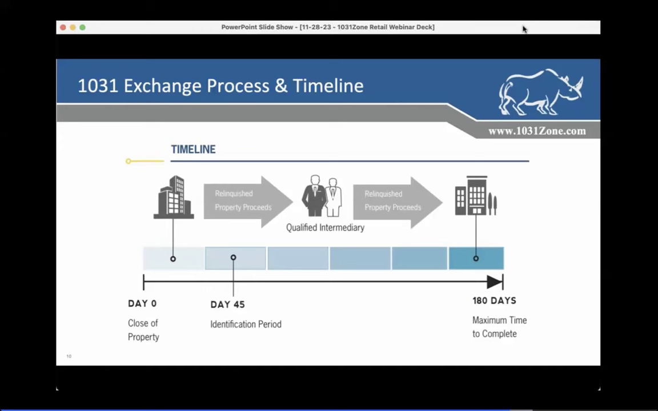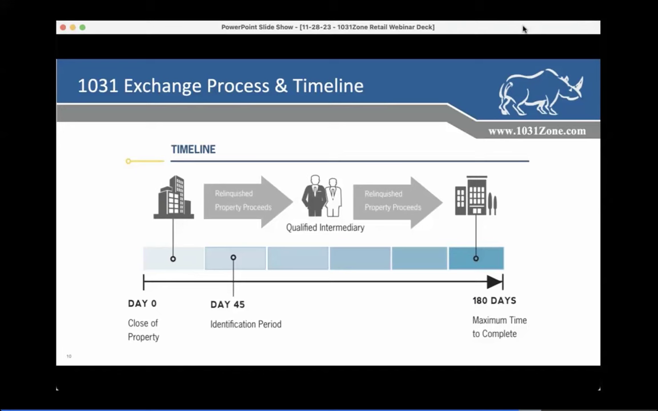From day 0, or the closing date of your property, you have 45 days to identify the replacement solution or solutions that you want to 1031 exchange into. And you have 180 days from the closing date to close on one or some or all of the properties that you identified, or about 6 months.